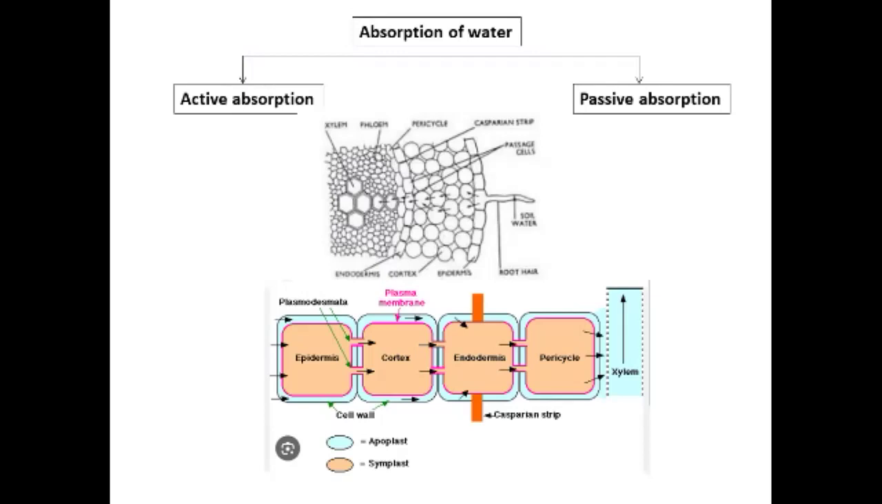Now looking at the symplastic pathway. The movement of water from one cell to another cell through the plasmodesmata is called the symplastic pathway of water movement. This pathway comprises the network of cytoplasm of all cells interconnected by plasmodesmata.